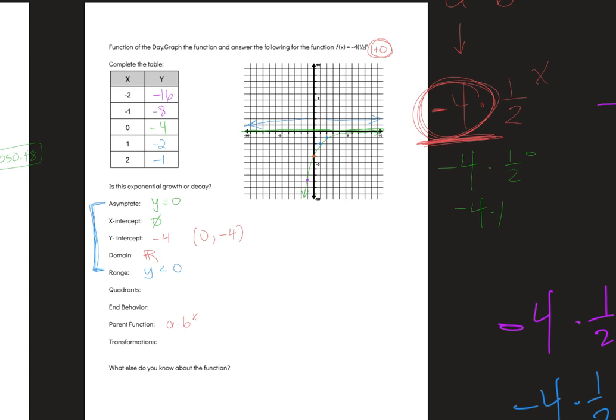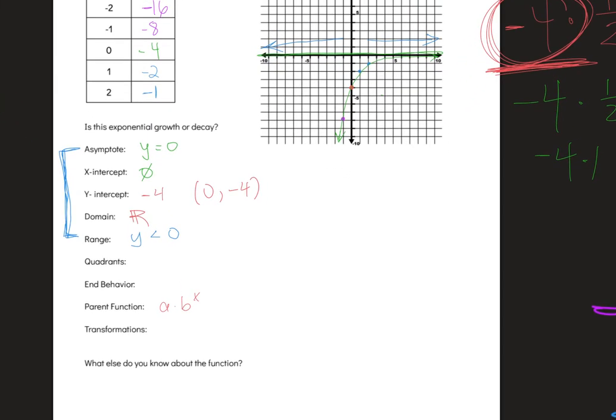Next is quadrants. Oh, Easton, where are you at? Easton with the quadrants. It's in quadrants 3 and 4. The end behaviors: as x approaches negative infinity, y approaches negative infinity, because see, it's going down as it goes that direction, right? And as x approaches infinity, y approaches 0. It approaches the asymptote. I don't know if you saw me draw that star there. Those two are related.